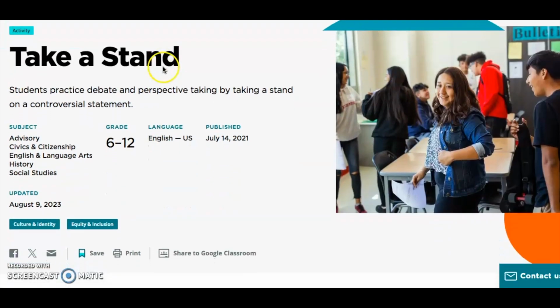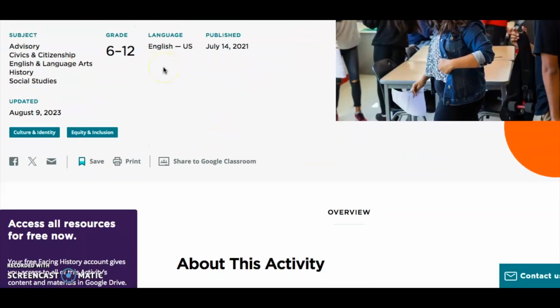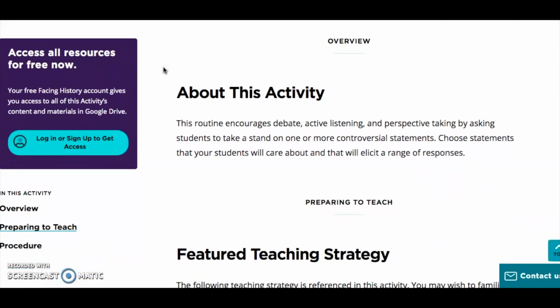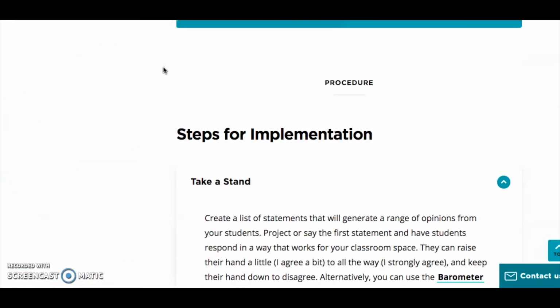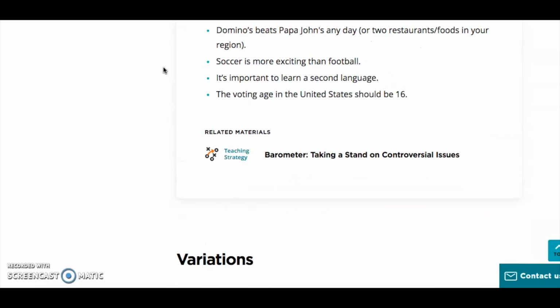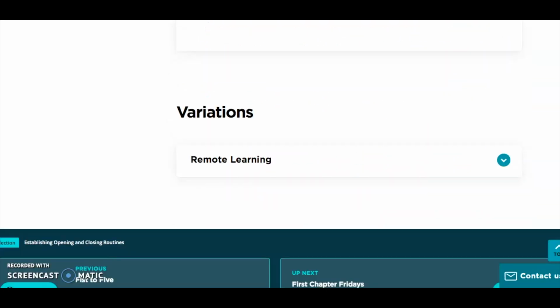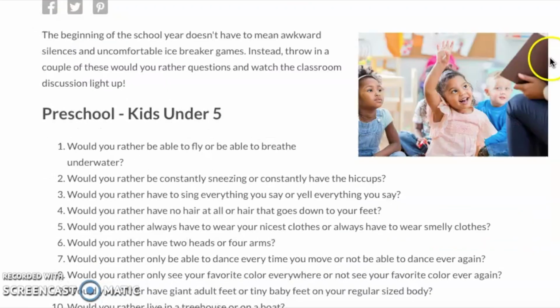Students simply hold up a sign or post-it note or just some kind of symbol where they agree with the statement or they disagree with the statement. Then they must give one reason why. So they must have a rationale for their stand.